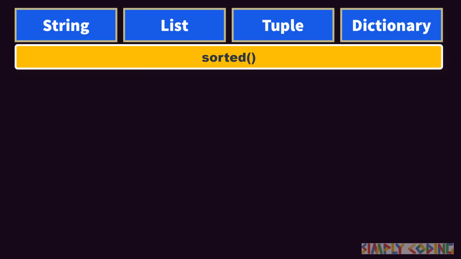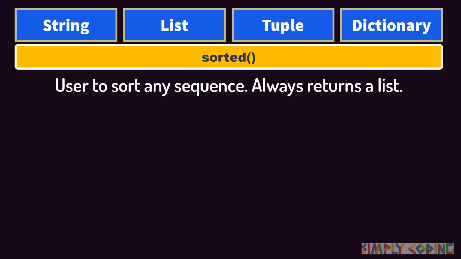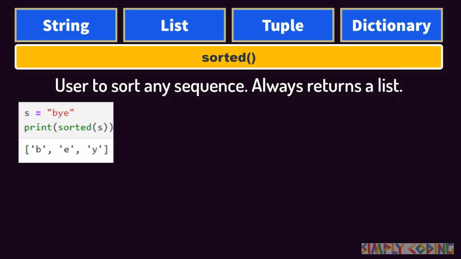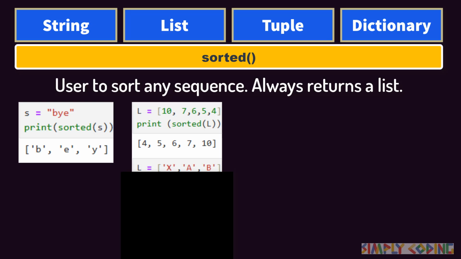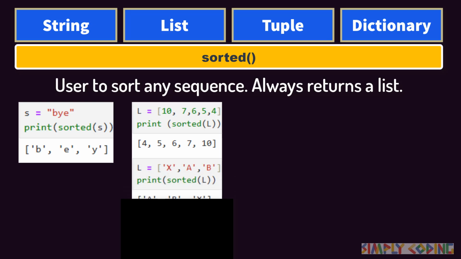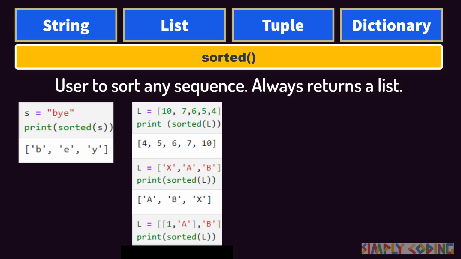Next we will see the function sorted. It is used to sort any sequence and it always returns a list. If you pass a string to this function, it will return a list of characters which is sorted. If you pass a list of numbers, it will sort the numbers and give a sorted list. You can pass a list of string too and it will alphabetically sort it. If you pass mixed data types in a list, it will give an error.